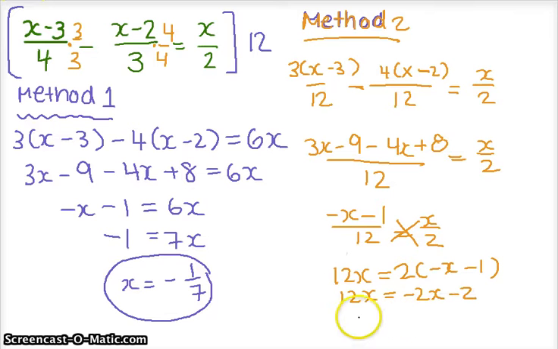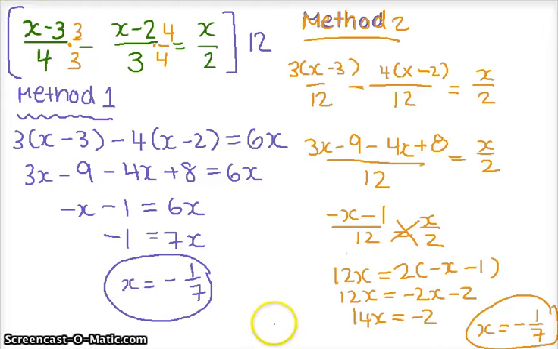Then we're going to add 2x to both sides, and we have 14x equals negative 2. And then we're left with x equals negative 2 over 14, which is 1 over 7. So this is our answer, and as you can see, we got the same answer with both method 1 and method 2. So both of them give you the same result.